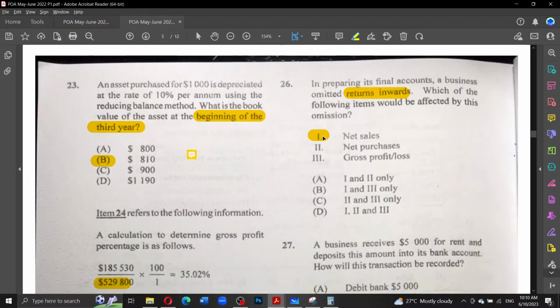Net purchases, no, it's not used in net purchases. Net purchases basically you have purchases less purchase return or purchase outwards. So net purchases out. Gross profit, definitely. Remember to find gross profit, you will have to get net sales minus cost of sale. So if the net sale is wrong, which is if 1 is wrong, therefore 3 will also be wrong. So the answer here is B.